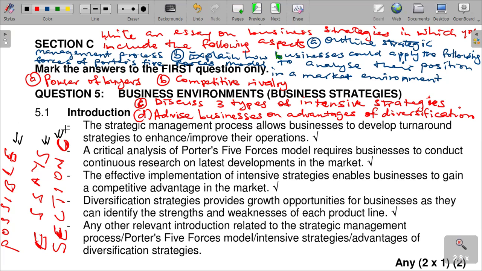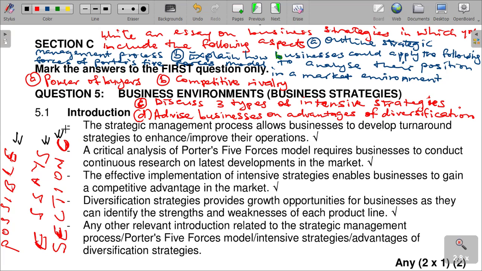So check here, one key thing you must do is clearly indicate the question number of the chosen question, and the answer to the question must start on a new page, bearing in mind that this is the last section of the entire paper. So you indicate the question number of the question that you are answering, and the answer must start on a new page.